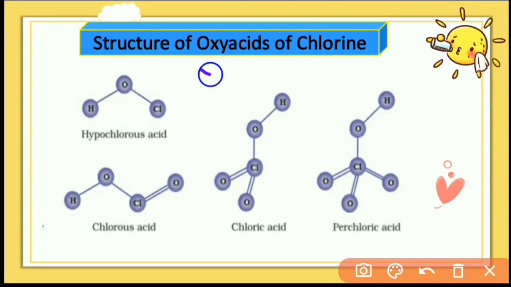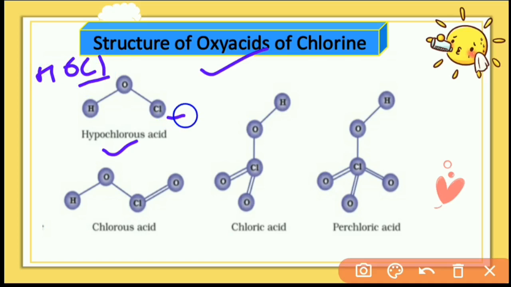Structure of oxyacids of chlorine. First structure is hypochlorous acid. Its formula is HOCl. So the central atom is chlorine. Here chlorine forms one bond with oxygen, and oxygen forms one bond with hydrogen.